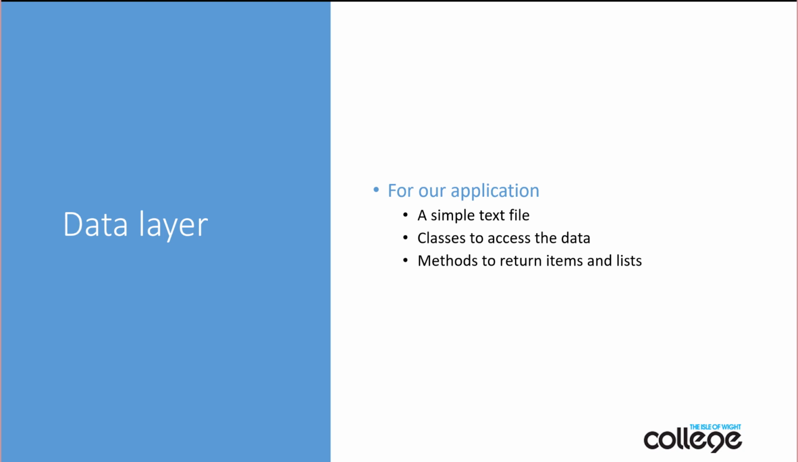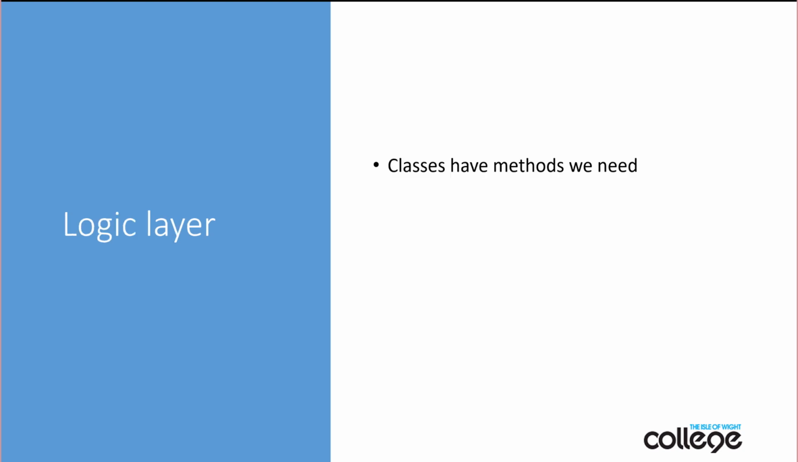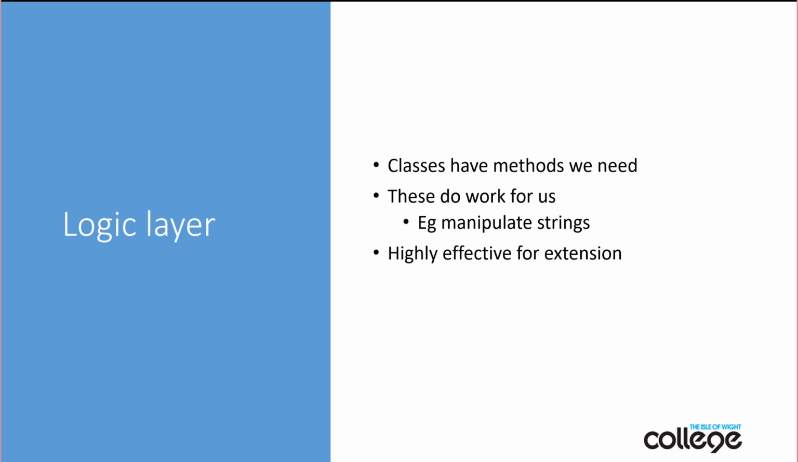In our logic layer, we have classes and methods that we need, and we just spent ages building those, and they're now all done, I hope, apart from one or two that I think I might have to add later. And we use these to do work for us. They do all of the things like manipulate the strings. Remember when we used that one to take some data in and create a username? That's manipulating a string to trim a string and then reverse a string. We can use these methods in the logic layer to do work for us, so that when it gets to the interface layer, it's in the right shape. And these are highly effective for extension.